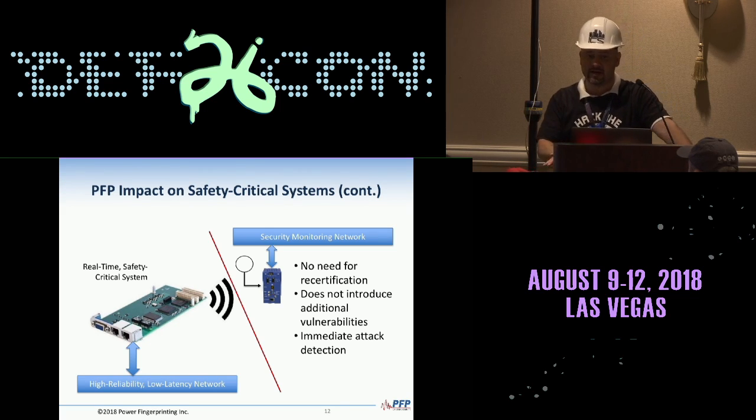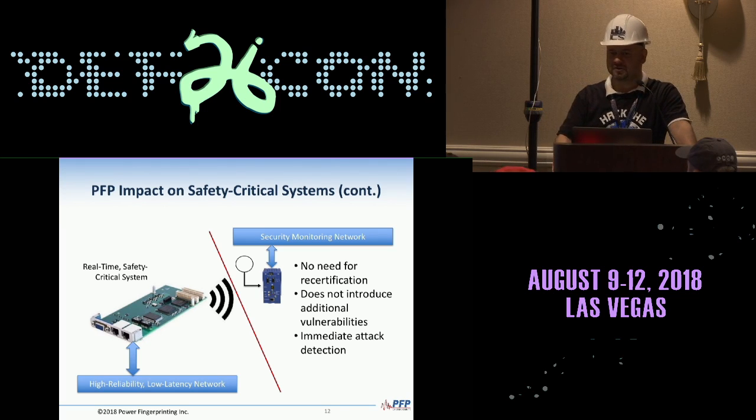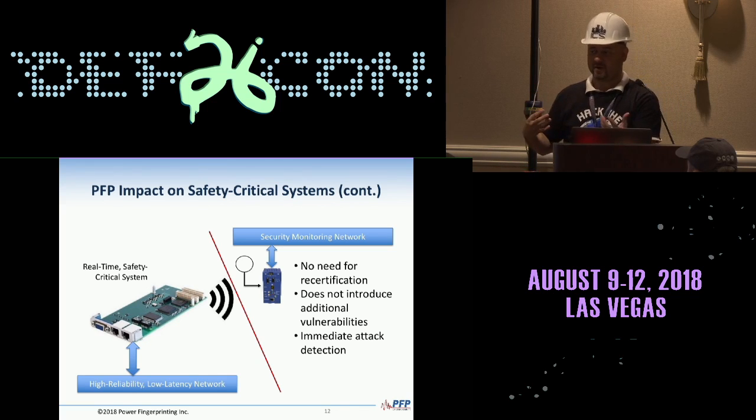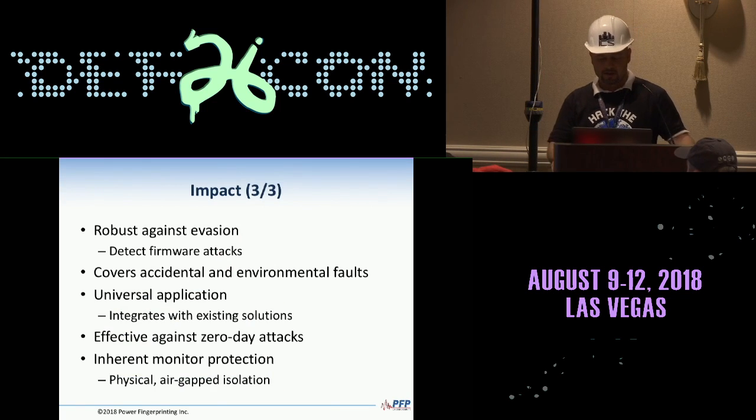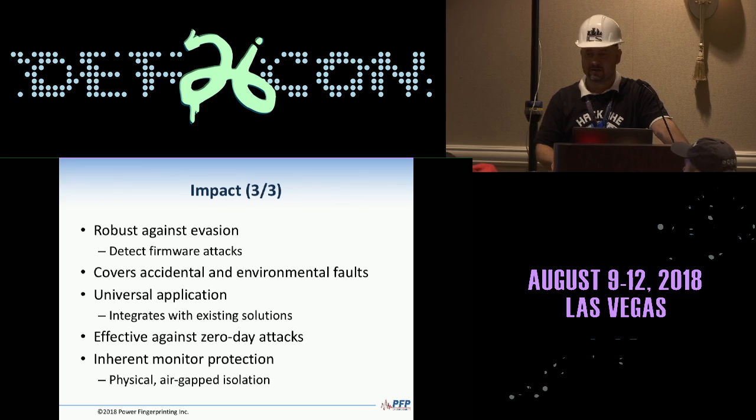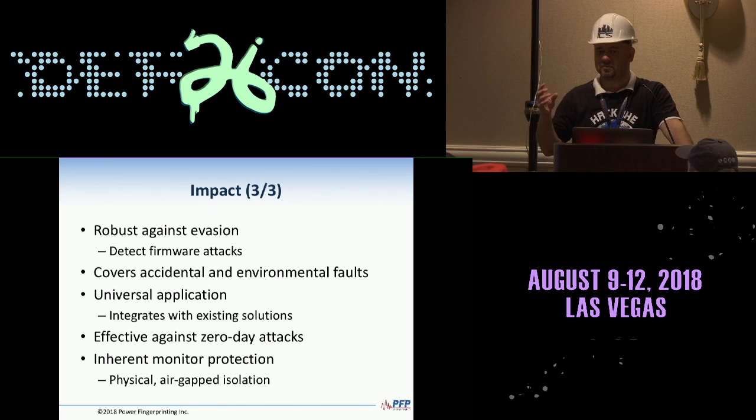Very importantly, it does not introduce additional vulnerabilities. Something like 30% of attack vectors, I don't remember the actual numbers, come from security solutions. With PFP, again, you're separated from it, so you introduce no additional vulnerabilities to your system. And you can detect that very quickly. The last one that we have here is that it is very robust against evasion. Technically, it's possible for somebody to generate a sequence of code that matches perfectly what the other code was doing, but it's very, very difficult.